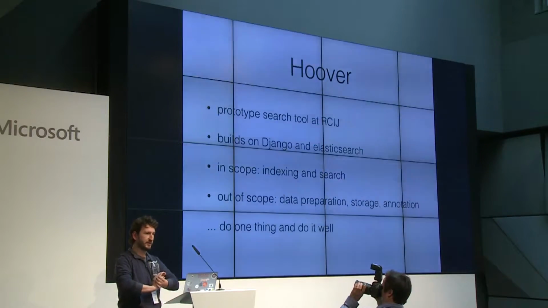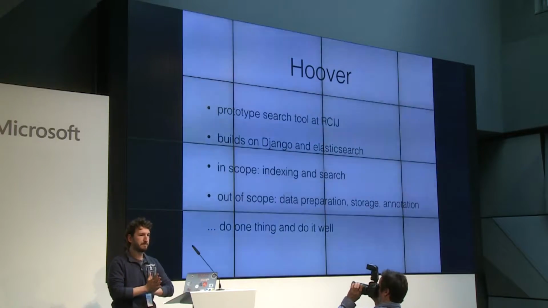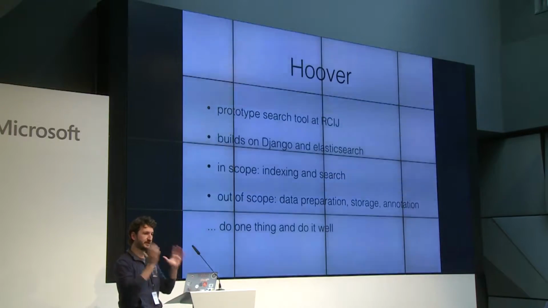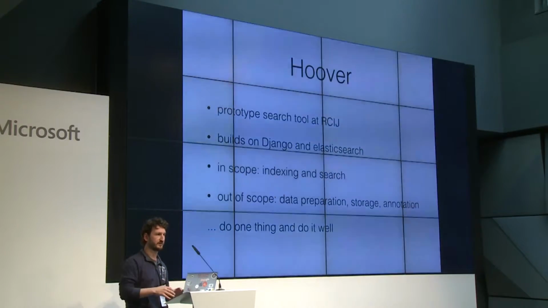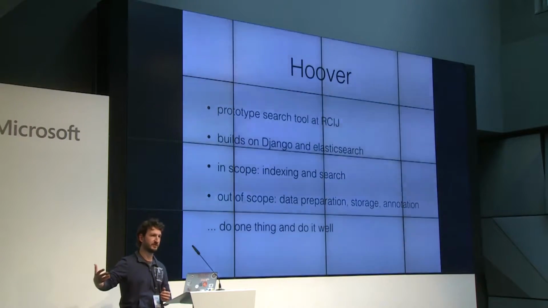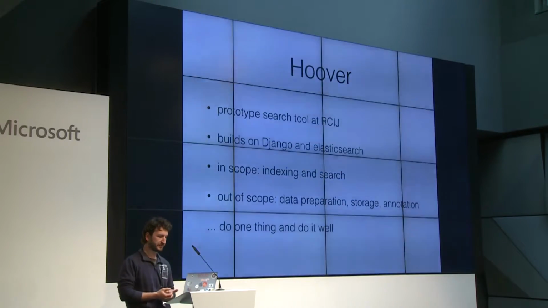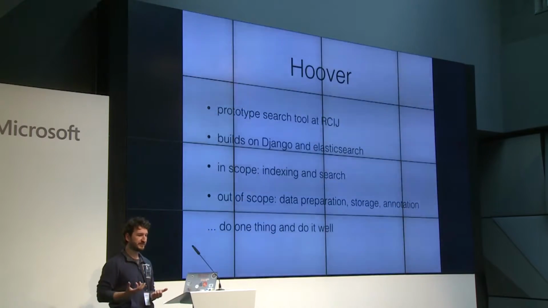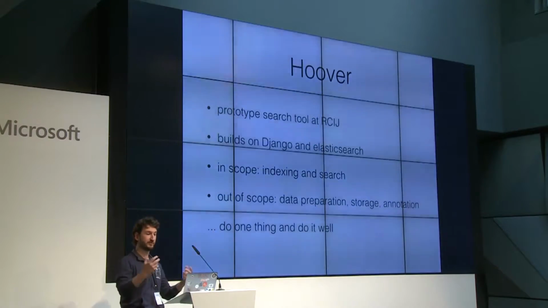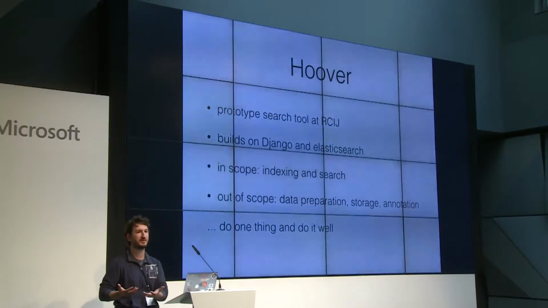So Hoover is our prototype at the Romanian Center for Investigative Journalism that does search. There are other tools that do this. We decided to build our own prototype that only does search, so we can use other tools for other purposes. It's built on Django with Elasticsearch, so it's actually using the Lucene search engine, which is one of the best there is. And we specifically do not want to think about preparing the data, or about storing the data, or about annotating the data within Hoover itself. Hoover is a search engine. So I don't want to bore you very much about Hoover, because you probably don't care about search.